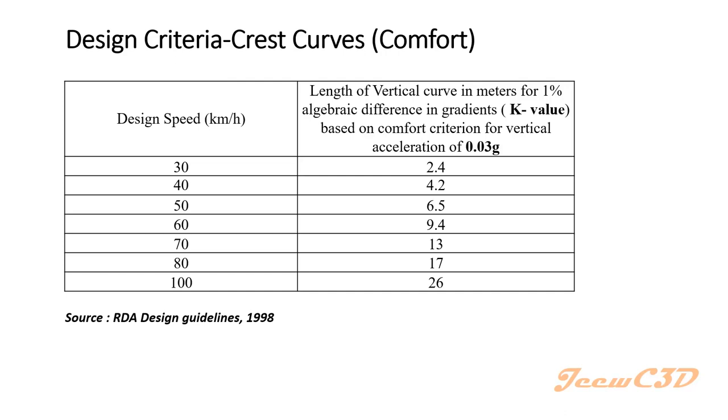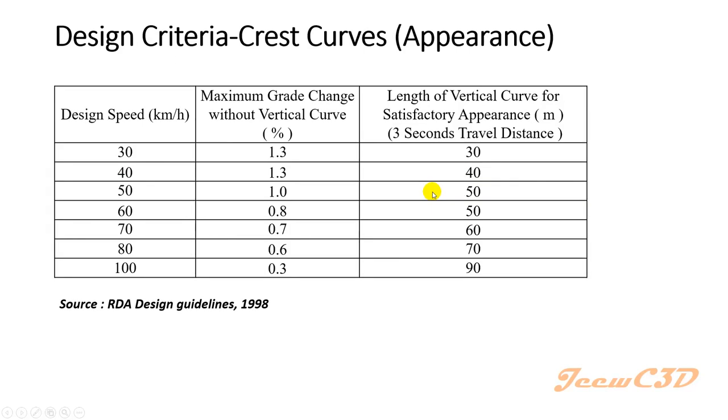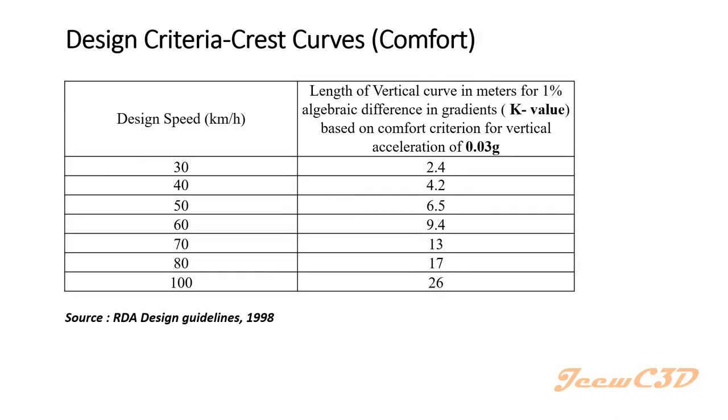But if you consider 40, and this is 12.6, for the appearance criteria you have to use a vertical curve length of 40. So you have to consider all these facts when selecting the vertical curve length.